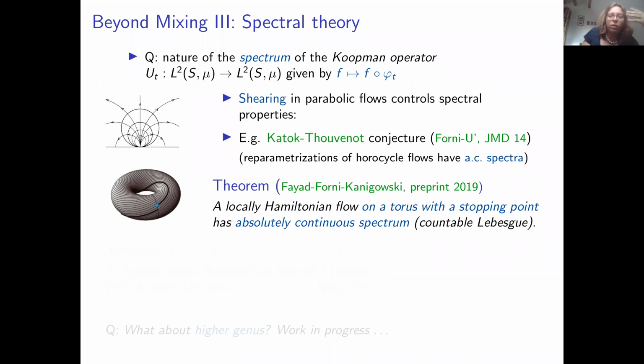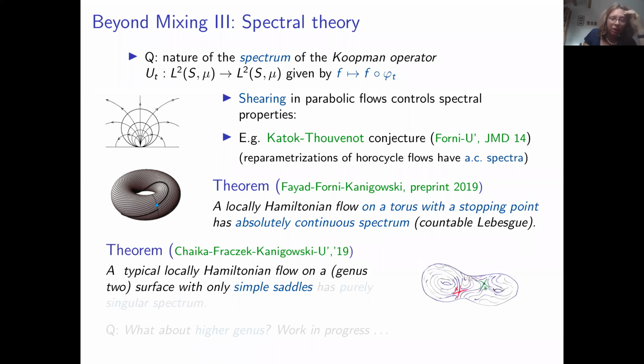For locally smooth flows on surfaces, recently Fayad, Forni, and Kanigowski showed that if I have a linear flow on a torus, and I add a stopping point, a point where trajectories slow down and stop when they approach it, then this very simple and very deterministic system has a countable Lebesgue spectrum. This is a very chaotic type of spectrum. It is somewhat surprising that in such a deterministic system, you can see countable Lebesgue spectrum.